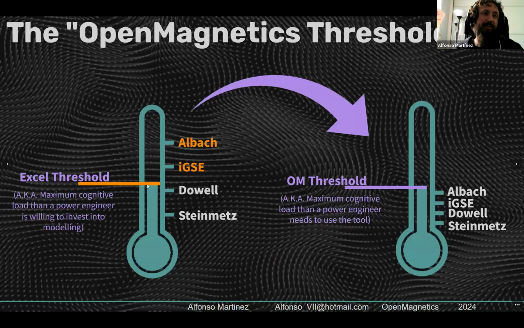So to lower that threshold or to change it, I started developing OpenMagnetics with the target to decrease the cognitive load that a power engineer needs to design their magnetics, because when you are working on a power converter, you have a certain amount of time and energy that you want to dedicate to modeling. And that's what is marked here by the Excel threshold. So if we facilitate the task of modeling magnetics, the engineers can make use of much better, more accurate models, and design better magnetics.